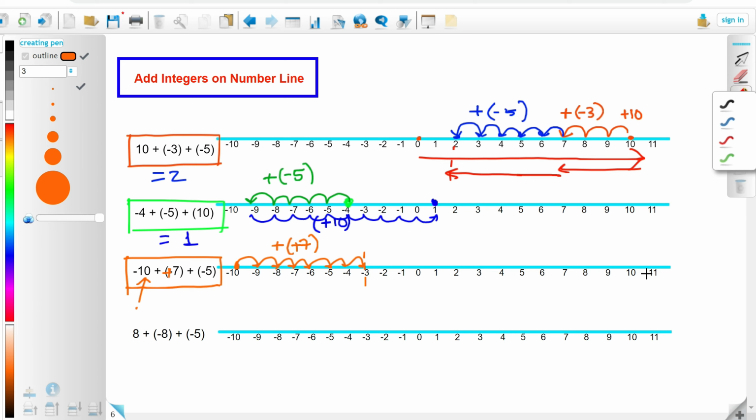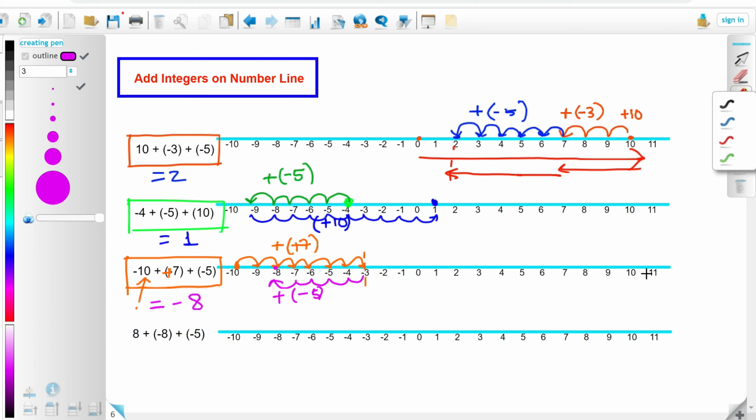Now we have to add minus 5. Minus 5 is to the left, right? So let's go left from here. So 1, 2, 3, 4, 5. So that is minus 5, right? Which we added. We moved left because it was a negative sign. So we get minus 8 as our answer. Is that clear to you? That is how we're going to do it.